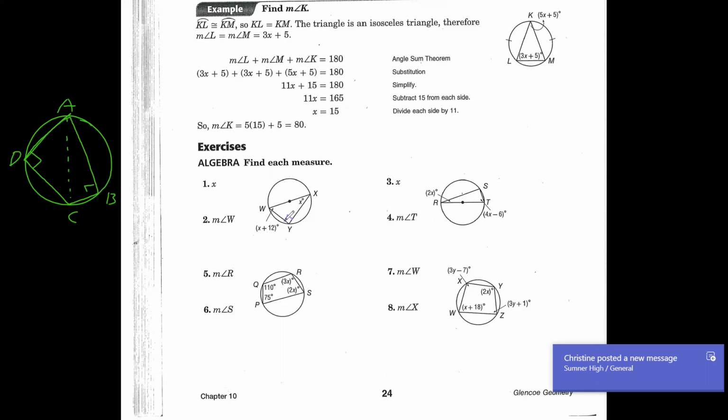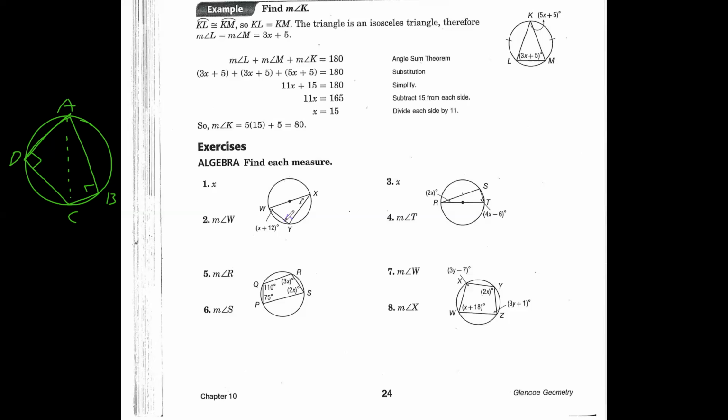They're complementary, so we can write an equation. We have x, we have x plus 12. Together, they must equal 90. Now it's a matter of solving that equation. So we have 2x plus 12 equals 90. Subtract the 12, get 2x equals 78. Divide by 2, and x is 39.